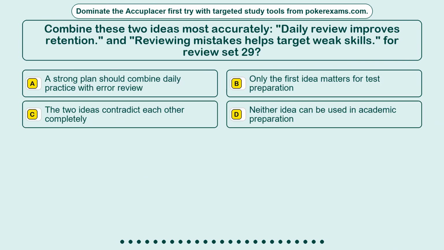Question 17. Combine these two ideas most accurately. Daily review improves retention, and reviewing mistakes helps target weak skills. For review set 29. Option A. A strong plan should combine daily practice with error review. Option B. Only the first idea matters for test preparation. Option C. The two ideas contradict each other completely. Option D. Neither idea can be used in academic preparation.